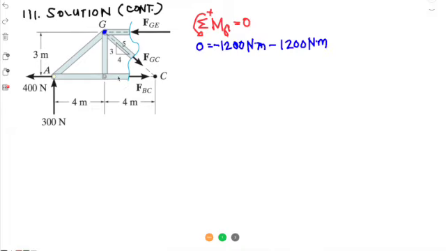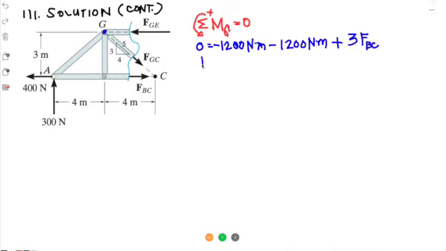And the last one would be an anticlockwise force that would be positive, that is plus. This is FBC, this force right here, times the moment arm, which is 3 meters. So that's 3 times FBC. Okay, so manipulating this equation right here, that would be 1200, both negative transposed to the other side becomes positive. That's 2400 Newton meters divided by 3.